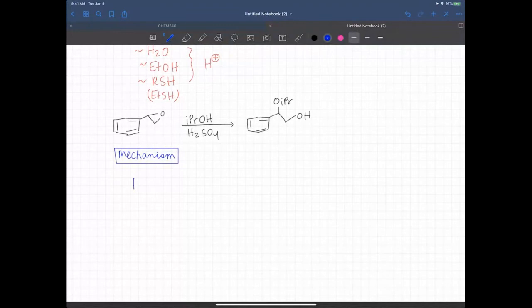Okay, so we have this here, right? And the first thing that it's going to do is to find the acid, right? Because under acidic conditions, the epoxide now becomes a nucleophile, and given its lone pair, is able to grab a proton. Okay.